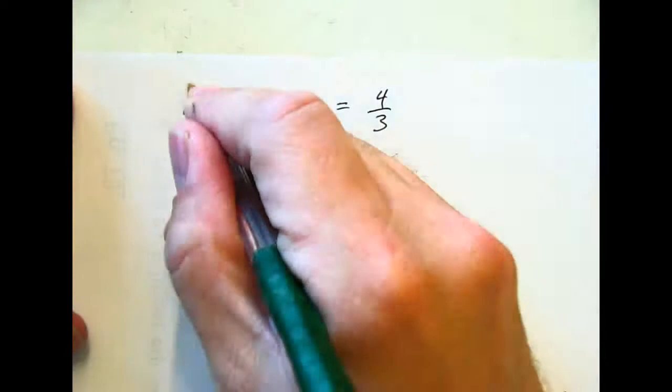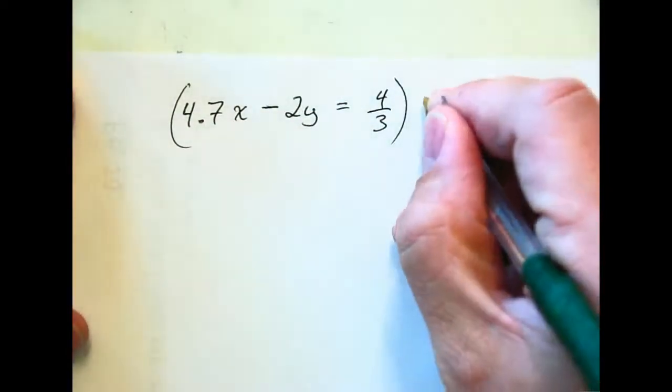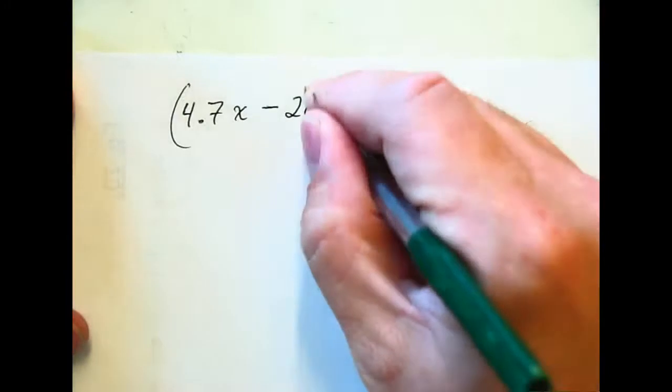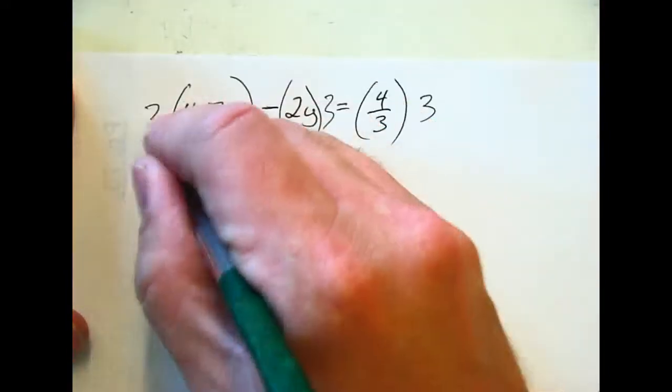Multiply it by the denominator. That's how you get rid of a fraction. You multiply everything by the denominator. So I'm going to multiply everything by 3. I'm going to multiply that by 3. I'm going to multiply this term by 3. And I'm going to multiply this term by 3.